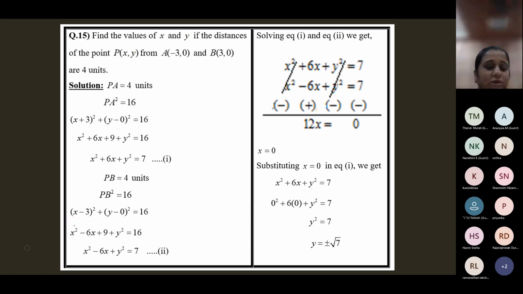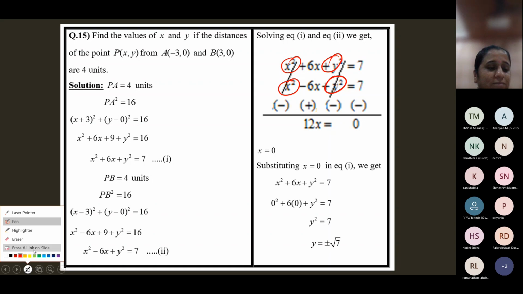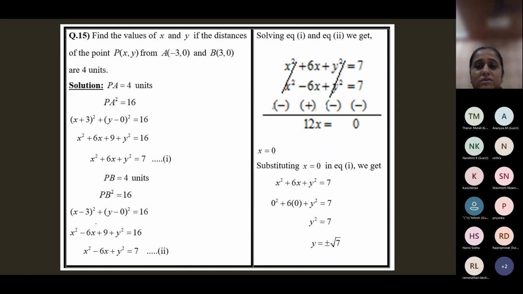Now write the equations one below the other because you have x square and y square in both. So write the equations one below the other and solve them. Change the signs. Why do you have to change the signs? Because we have x square and x square, but you can't cancel. It will become 2x square. We have y square and y square, but y square plus y square is 2y square. How can you get rid of them? By changing the signs throughout, that is by subtracting the two equations.